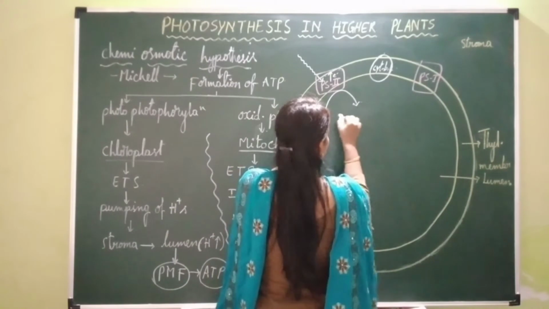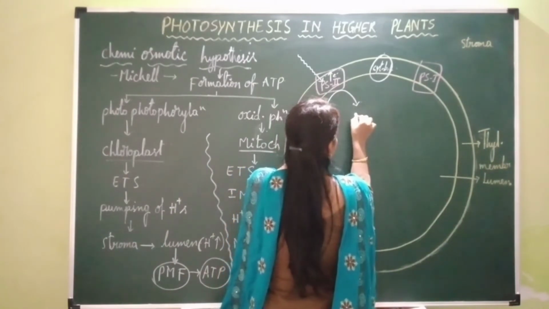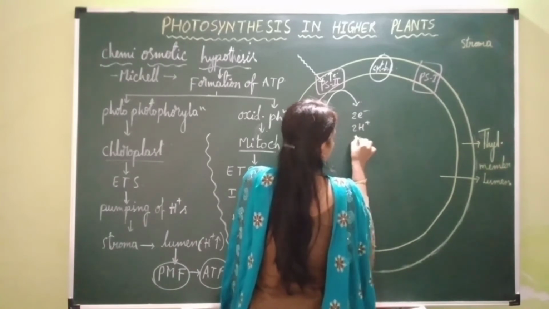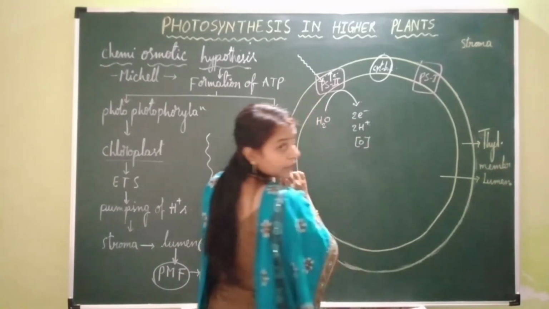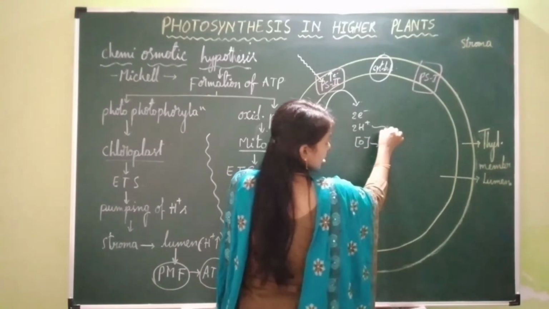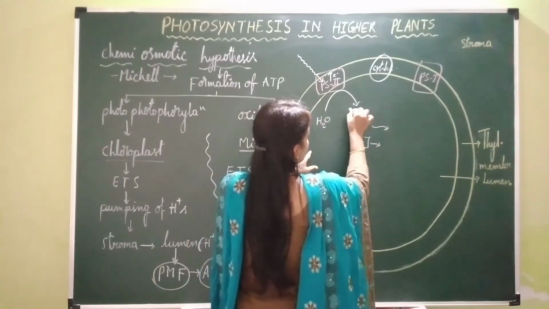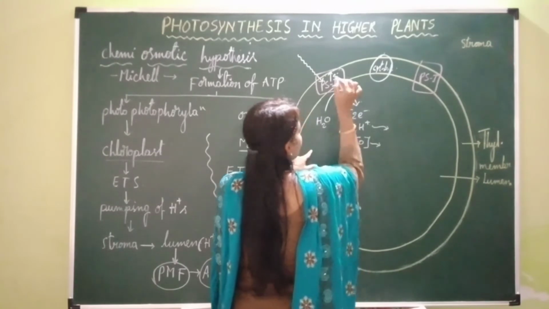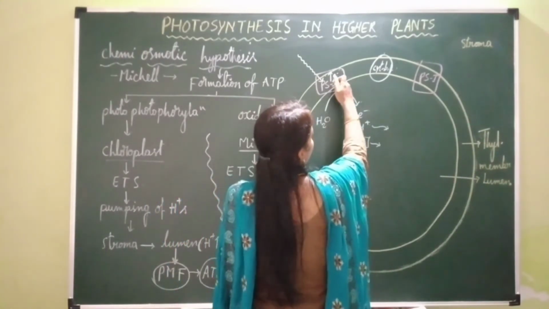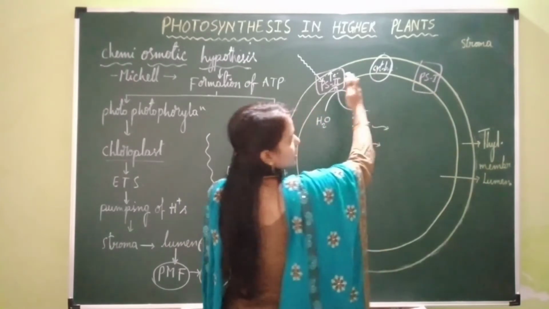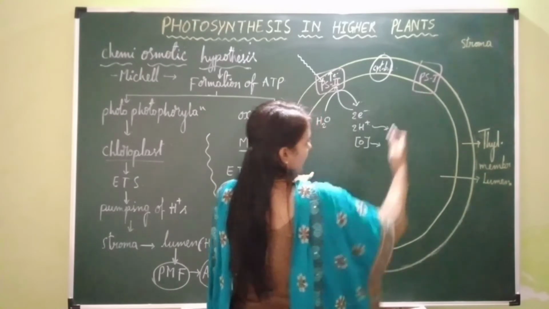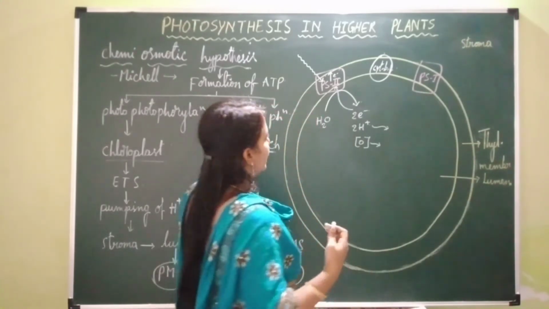So this water molecule undergoes splitting into 2 protons, 2 electrons, and 1 nascent oxygen. This nascent oxygen and the protons are released into the lumen, whereas the electrons enter into the reaction center of photosystem 2. From here, these electrons are transported through the electron transport system, that is from one carrier to another carrier present in the electron transport system of this thylakoid membrane.